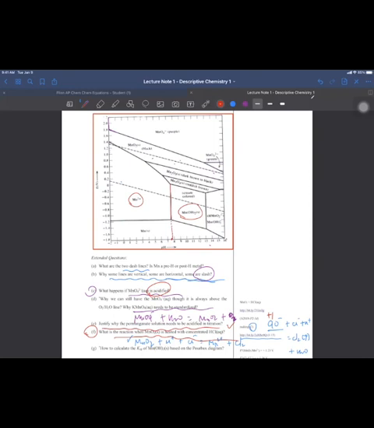Please keep in mind they are all E standard prime, which means except the H plus, all of the other species are in standard states, which means the Mn2 plus is 1 molar, right?